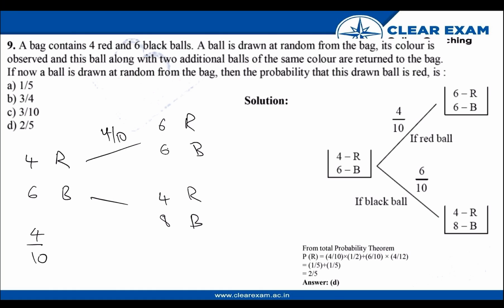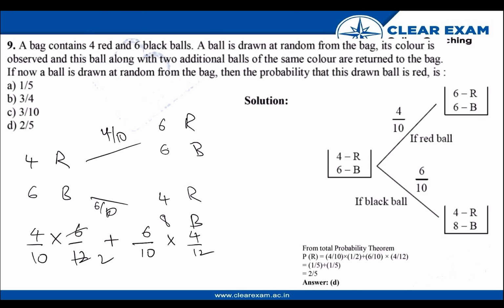So if the red ball is picked and 2 red balls are actually added to the bag, then we have, using the total probability theorem, 6 upon 12 probability plus, now if this is 6 upon 10, now if the black ball is picked, then its probability is 6 upon 10, and from that bag, when 2 more black balls are added, the probability of getting a red ball would be 4 upon 12. So let's try to solve this.